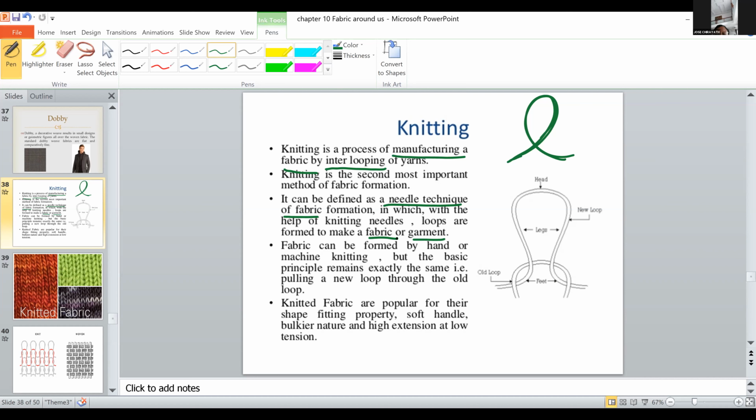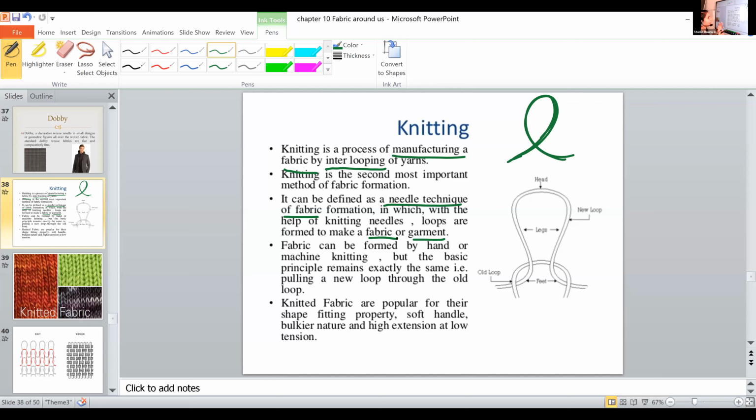You can write the definition of knitting. Knitting is a process of, Sana, switch on the camera. Knitting is a process of converting the yarn to fabrics.